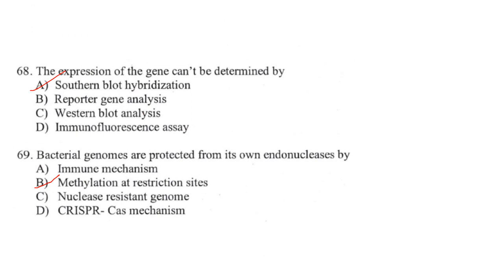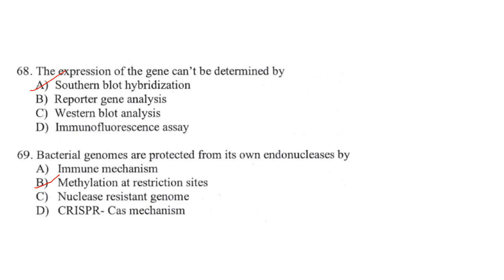So coming to the next question. The expression of the gene can't be determined by. So expression of the genes means the protein is produced. So it cannot be determined by southern blot hybridization. So the answer here is option A. Whereas reporter gene analysis, western blot analysis, immunofluorescence assay give result on proteins. That is expression of your gene. But southern blot hybridization, it doesn't give. It is based on DNA analysis.